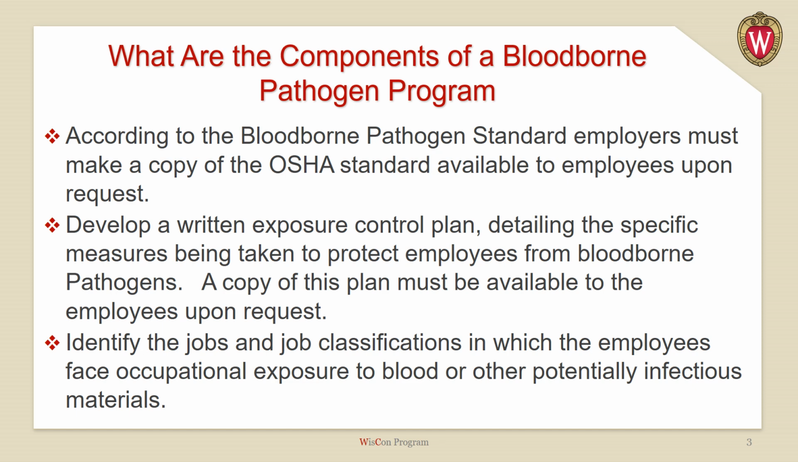What are the components of a bloodborne pathogen program? According to the Bloodborne Pathogen Standard, employers must make a copy of the OSHA standard available to employees upon request. Develop a written exposure control plan detailing the specific measures being taken to protect employees from bloodborne pathogens. A copy of this plan must be available to employees upon request. Identify the jobs and job classifications in which employees face occupational exposure to blood or other potentially infectious materials.